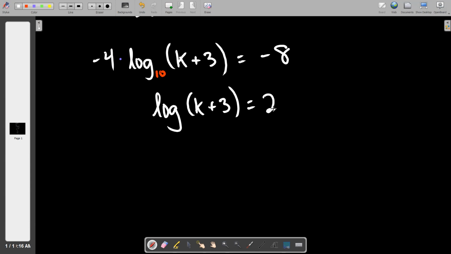And then at this point, you can water cycle it up and out. What's it going to say? So I'm just going to say 100 equals k plus 3. And that resulted from water cycling with the invisible base 10. 10 to the 2nd is, of course, 100, right? So subtract 3, what do you get? Just like that.